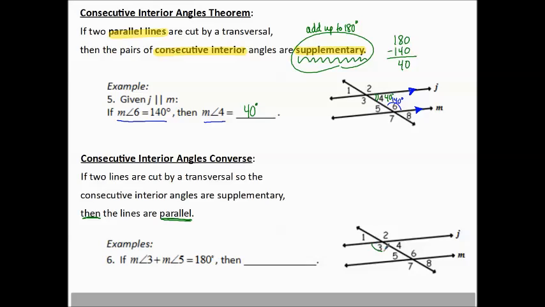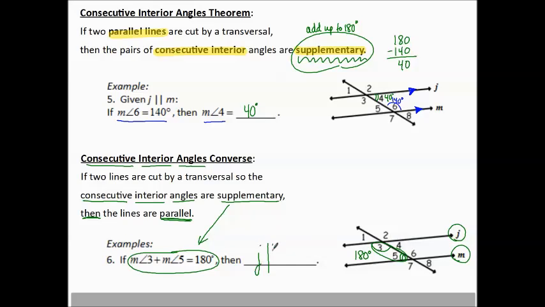So here's angle 3, big obtuse angle. Here's angle 5, little acute angle. They add up to 180. So these two angles together make 180 degrees. What does that mean? Well, these two angles are consecutive interior angles. I see that these consecutive interior angles are supplementary. They said they add up to 180 degrees. Therefore, the lines are parallel. Well, what are the lines? J and M. So that's how I conclude J is parallel to M. And that's it.